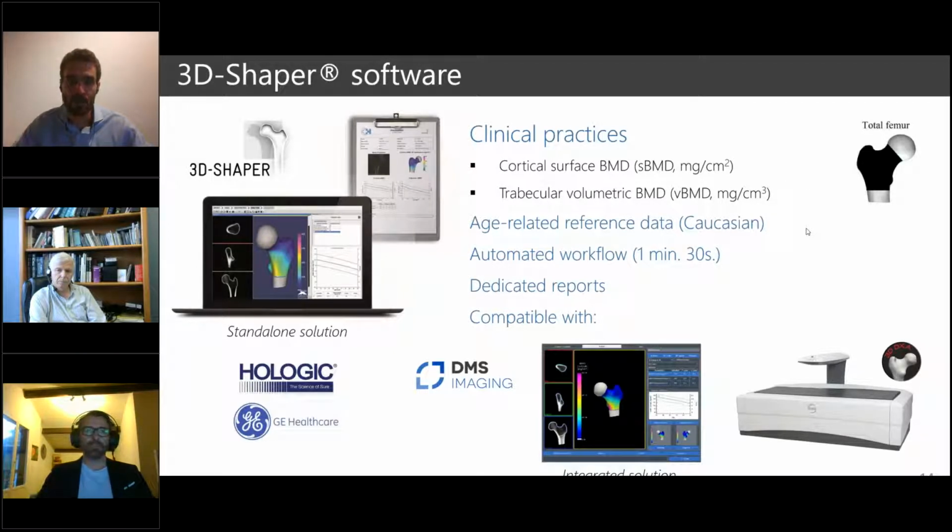We have age-related reference data. The workflow is automated, so it takes 1.5 minutes to process one DEXA scan. We output dedicated reports, and the software is compatible with most Hologic NG scanners using our standalone solution, and is compatible also with DMS imaging scanners as an integrated solution. That means our software is integrated in the DMS software solution, the solution that controls their DEXA scanners.